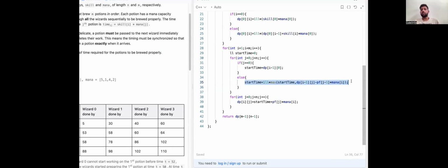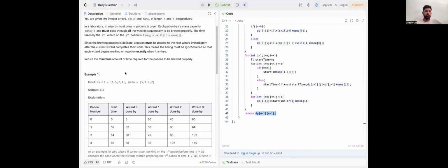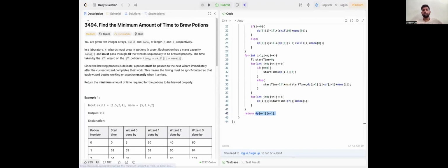And I will take the maximum of these. So finally, I will have the start time of this ith portion, and I can get the end time by start time plus prefix of j into mana I. And finally, I will return dp of m minus 1, n minus 1. So this was all about this problem solution.